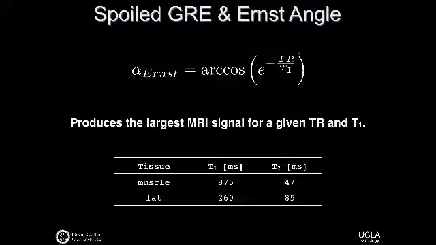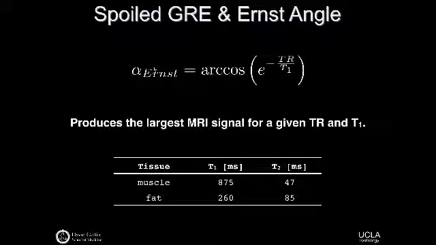So you've picked your TR. And then in general, you know some T1s that you care about. Maybe you're doing MSK imaging, maybe you're doing neuroimaging. Bottom line, if you know your TR and you know your T1, this expression here, even if a little complicated, will tell you what flip angle to use to get the maximum amount of signal. So the Ernst angle gives you the maximum signal for a particular sequence.